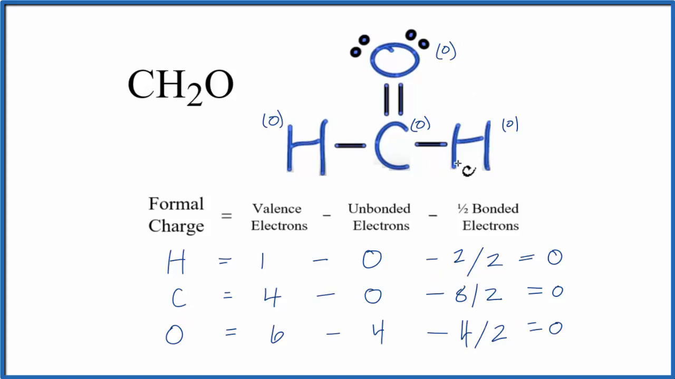When we're working with formal charges, we'd like to have the formal charges as close to 0 as possible. That means that this would be the most likely or favorable Lewis structure for CH2O.